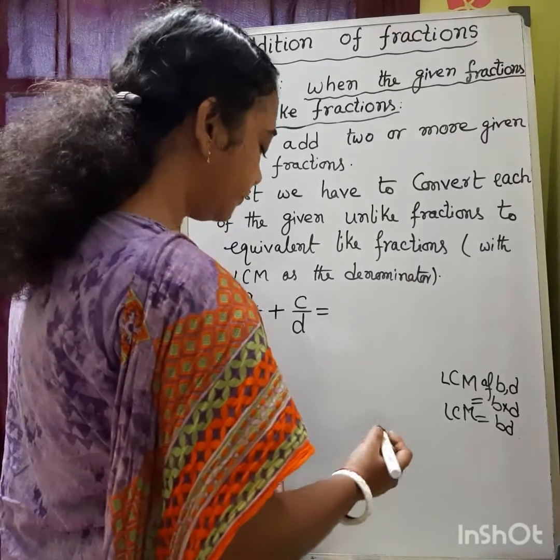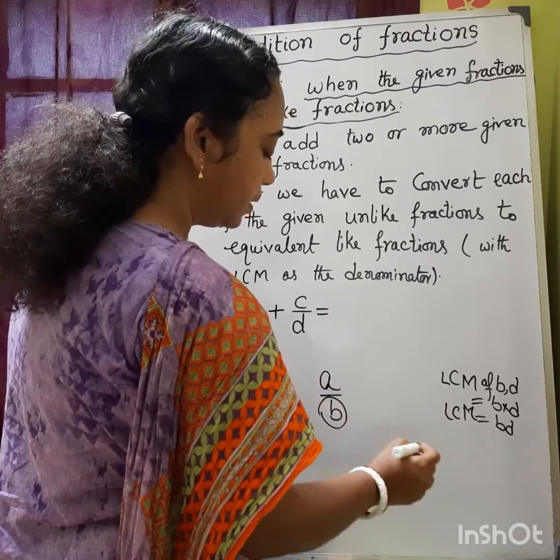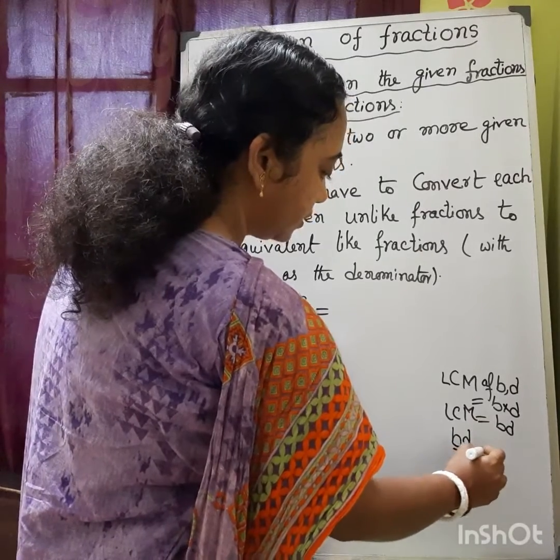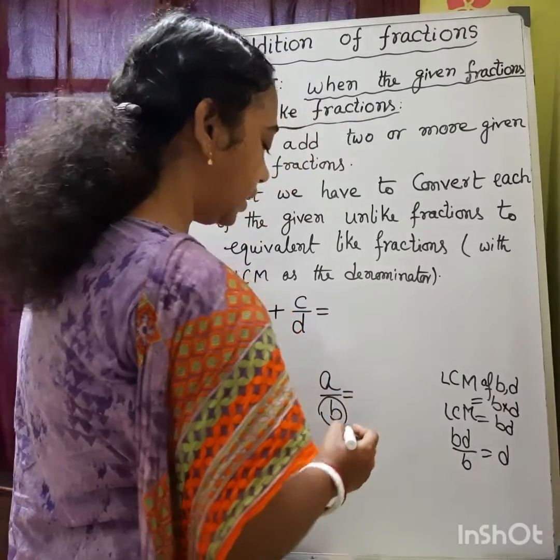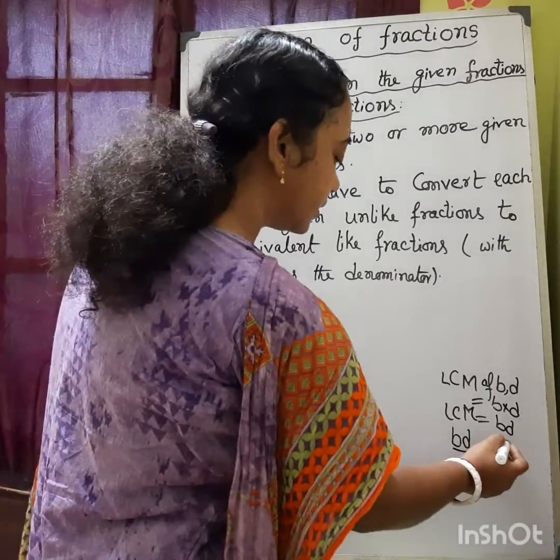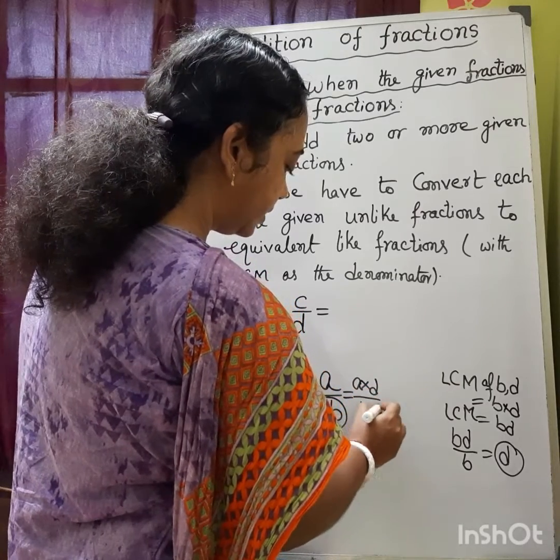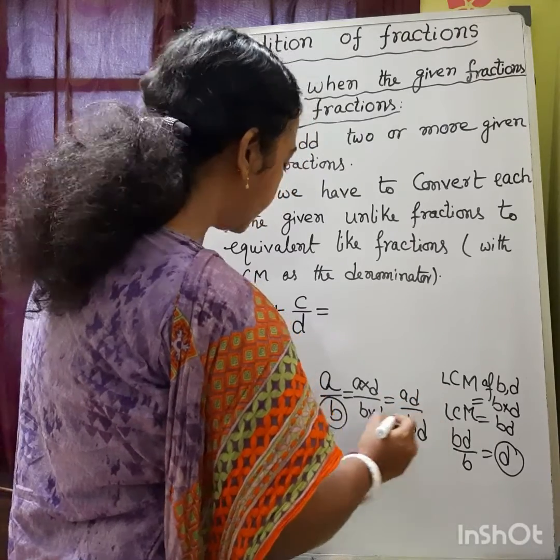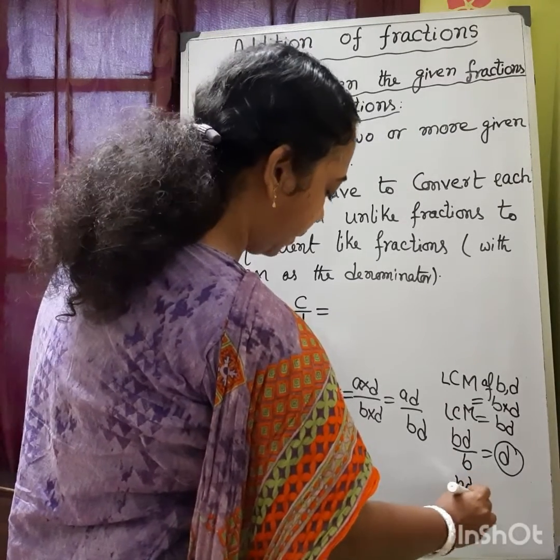Let us consider the first fraction, that is a by b. As the denominator is b, let us first divide the LCM by the denominator b. This will give d. So we can convert this a by b into an equivalent fraction by multiplying both numerator and denominator by d. So a multiplied by d divided by b multiplied by d is equal to ad by bd. Similarly, for the second fraction c by d, we first divide bd, that is LCM, by d.